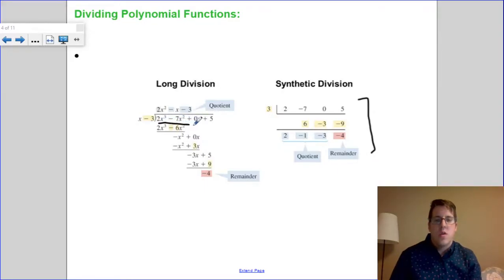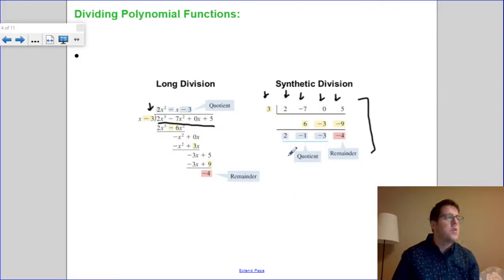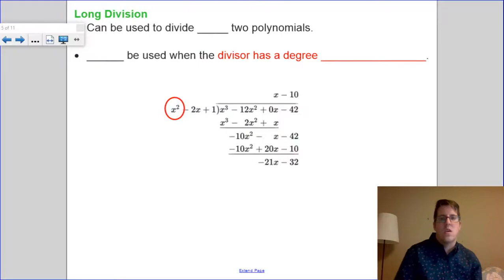So we see the 2x cubed minus 7x squared plus 5, and we see those same coefficients here. We see an x minus 3 and a positive 3, and we see that these quotients and remainders are the same. So two different ways to approach the same type of problem.